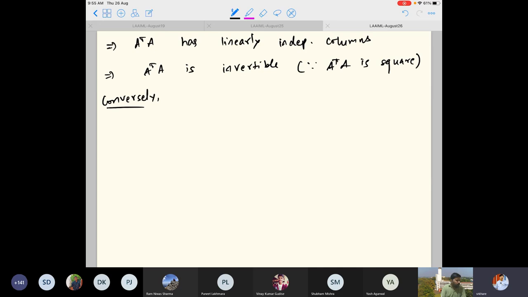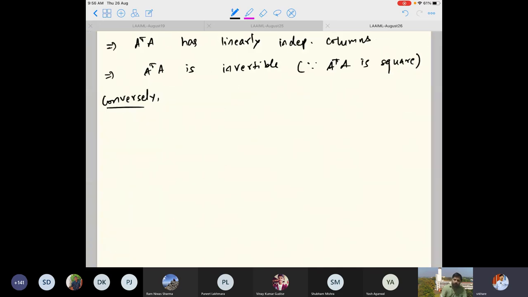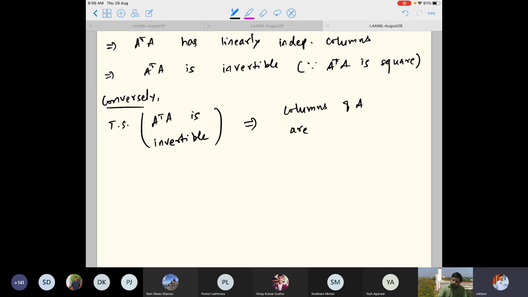Conversely, what do I want to show now? To show A transpose A is invertible, this will mean that columns of A are linearly independent. Correct? This is what I want to show. This is equivalent to showing negation Q implies negation P. What is negation Q here?